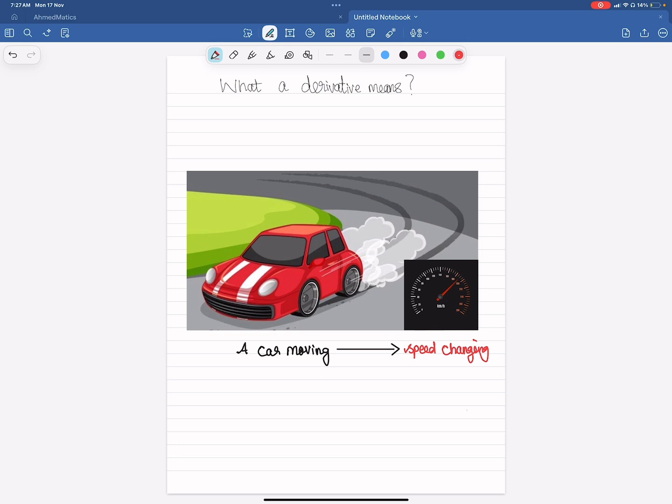So first up, we're going to ask ourselves what a derivative really means, and we're going to see what's happening on the screen right here. Over here we can see that a car is moving and its speed is changing. So we can think of a derivative as measuring how something is changing at a precise moment. If you're driving, the speedometer shows your instantaneous speed, and that's basically a derivative. And in maths, if we have a function like f of x, its derivative will tell us how fast f of x is changing as x changes.